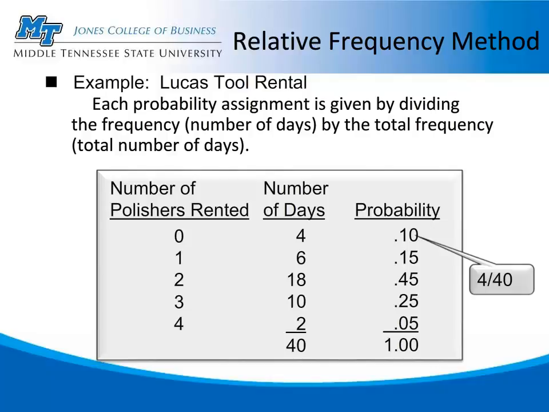Now in this slide, the probabilities have been calculated. The 4 divided by the 40 gives you a 0.1 probability that on any particular day you're going to rent 0 polishers. Whereas the one that's most common is to rent 2 polishers. That happened 18 times out of 40, and you get a probability of 0.45, 18 divided by 40.